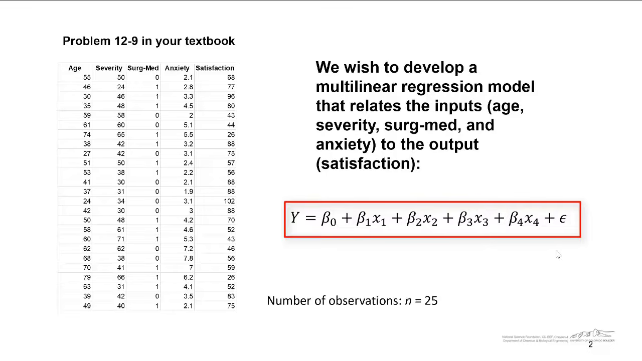Here, I've just set up a simple multilinear regression model where the output is just some function of each of those variables, X1 through X4, multiplied by coefficients. We have an intercept, beta naught, and then we always have an error term on the end. The error term, epsilon, just represents random variation in our data.